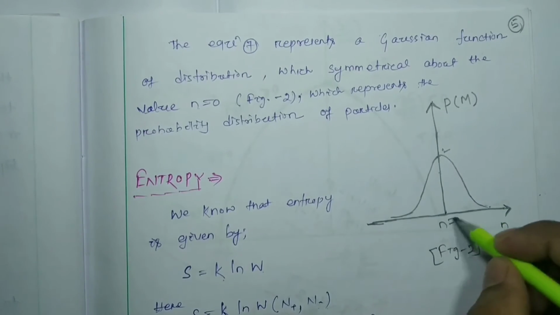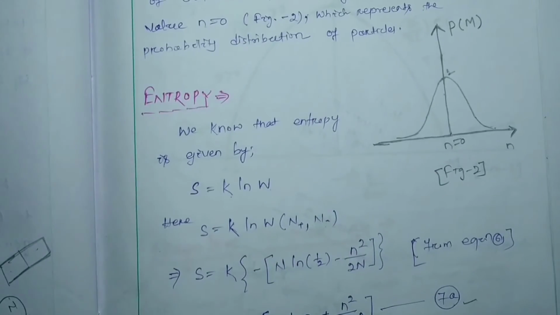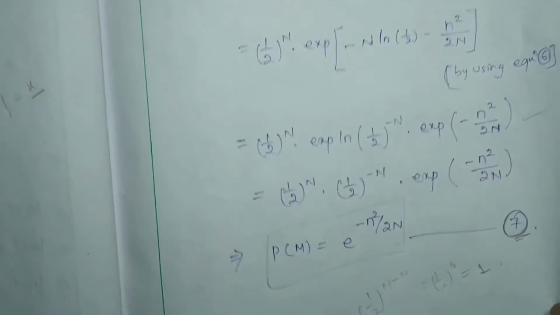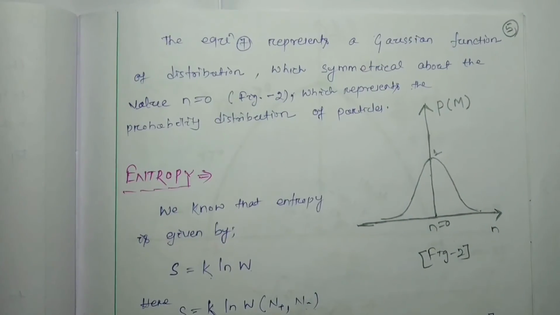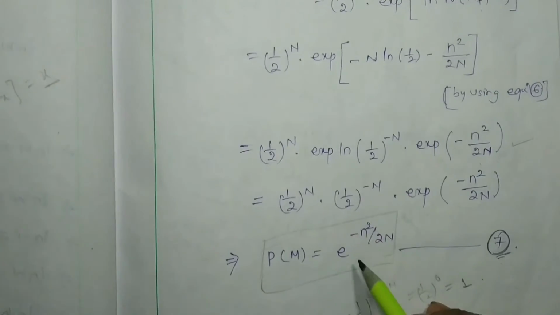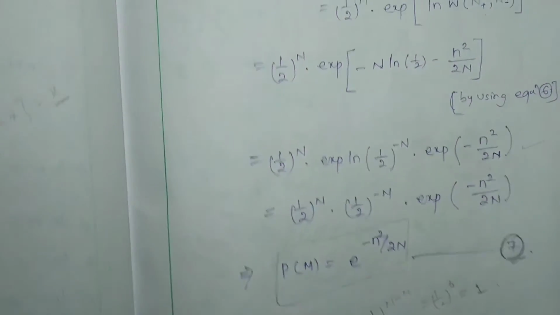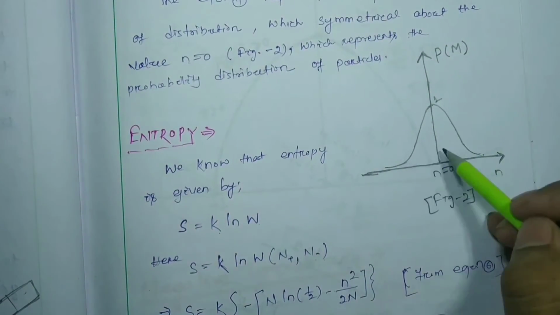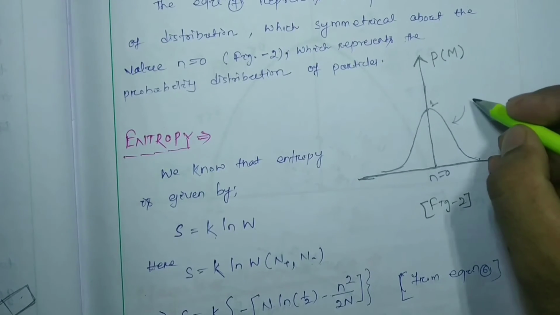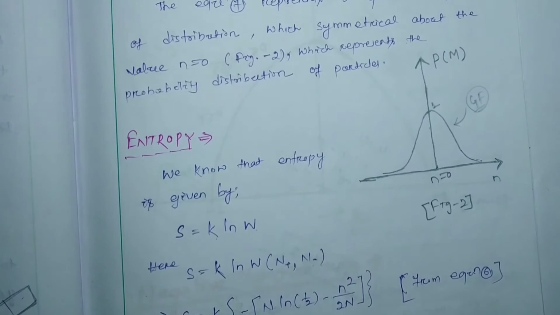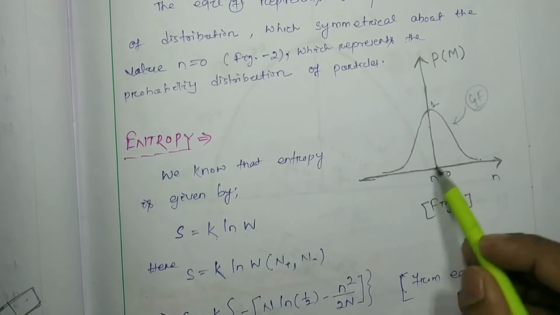So at n equal to 0, it will be e to the power 0 and the probability will be equal to 1. And if we plot this function, e to the power minus n square by 2N, with respect to small n, we are going to get this type of graph, which is the representation of the typical Gaussian function that we have studied in our previous semesters. Okay, so here it represents n equal to 0.